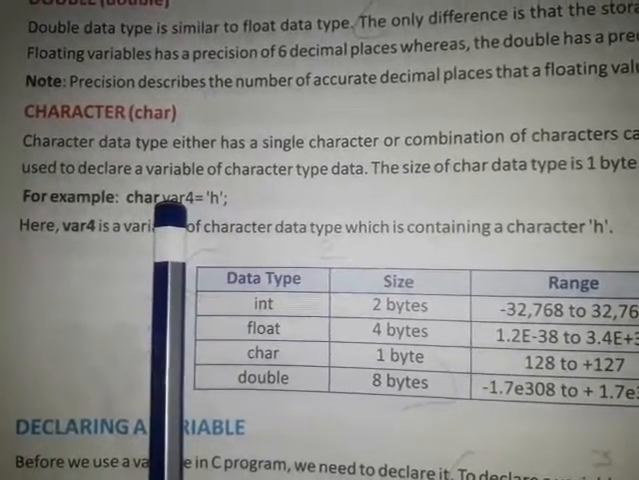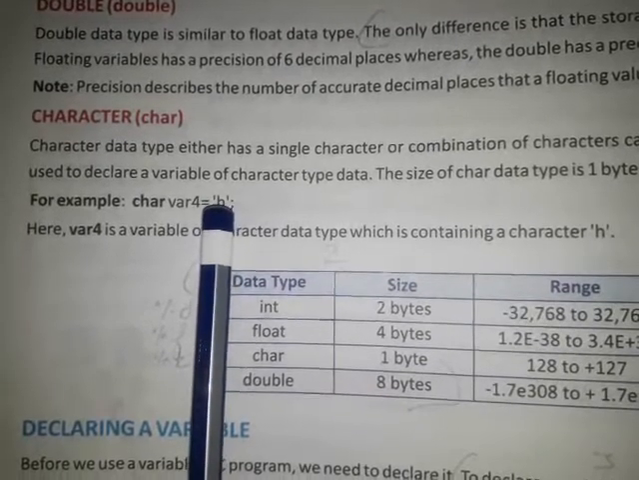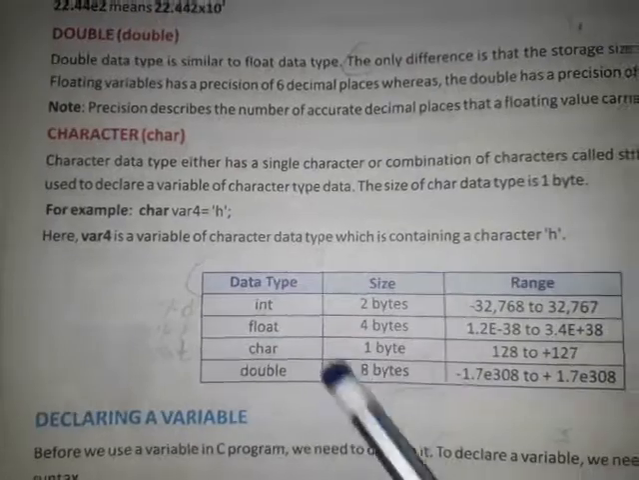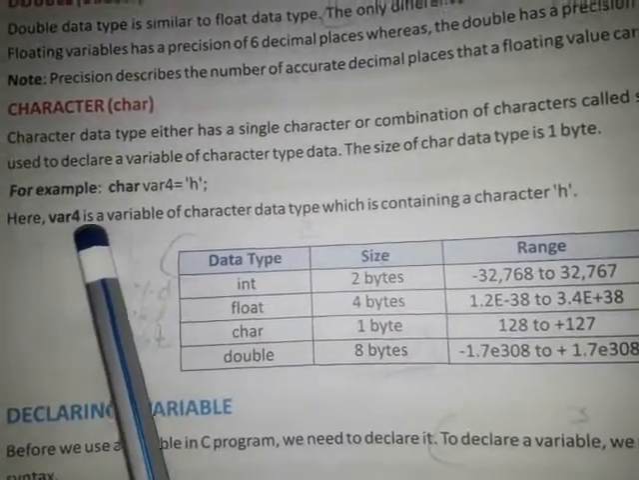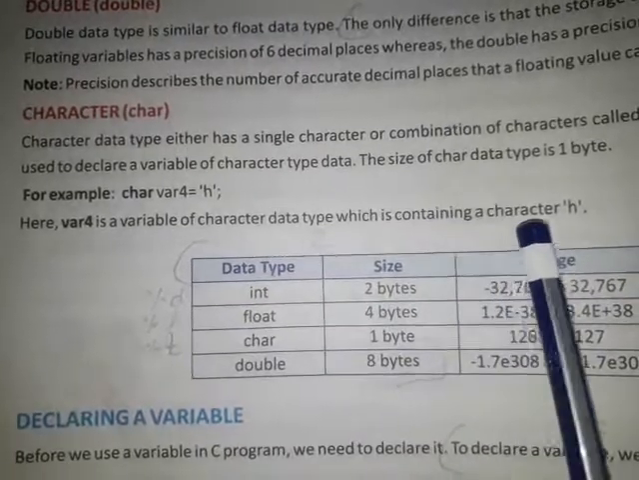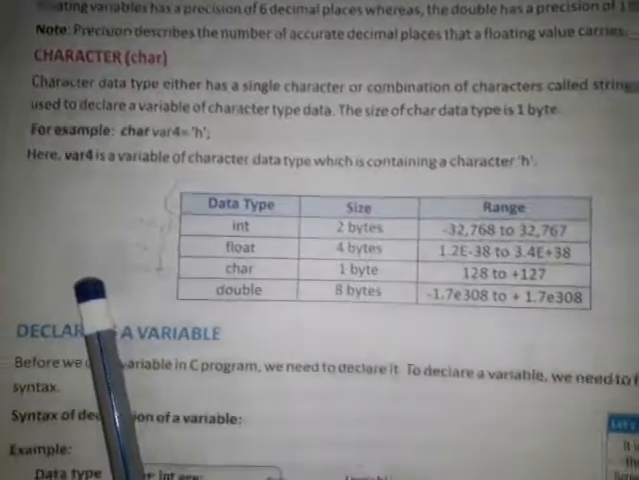So char variables will hold the value we initialize. When we give the value, we write it in single quotation marks. It is very important. Here var4 is a variable of character data type which contains the character H, and the character is written in single quotation marks.